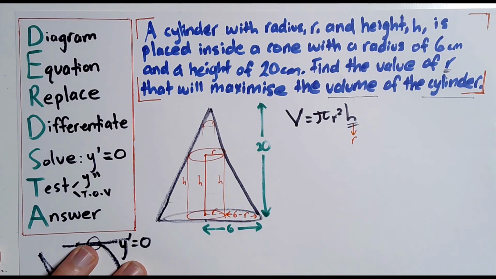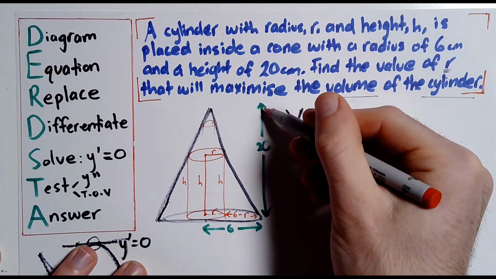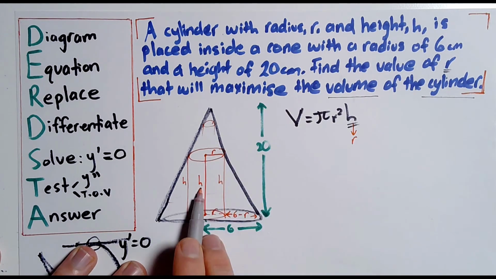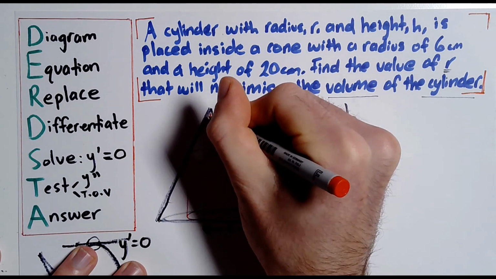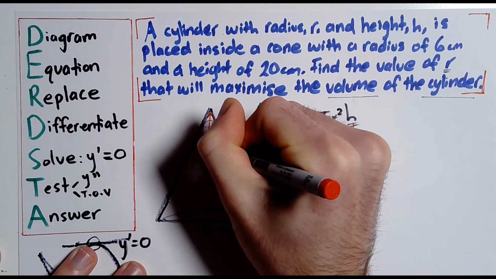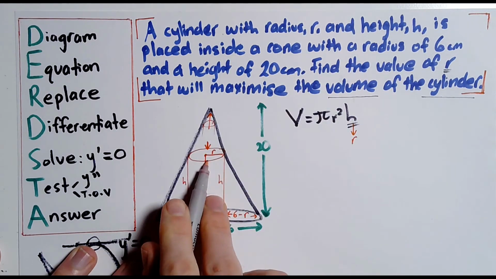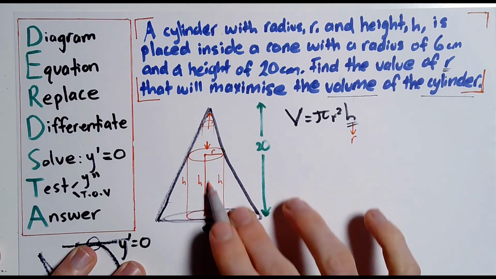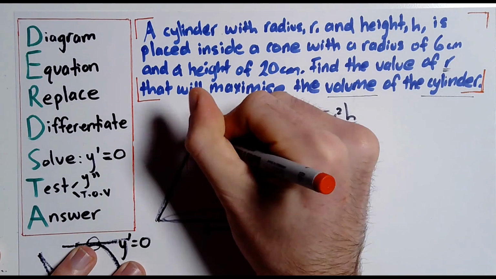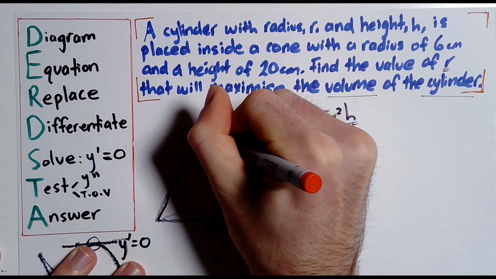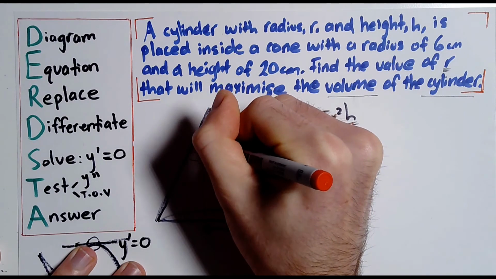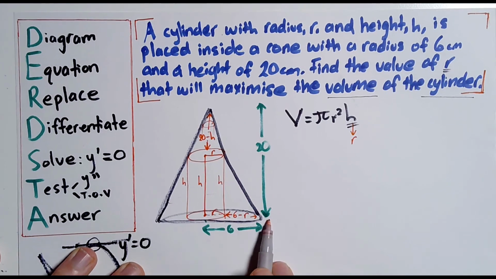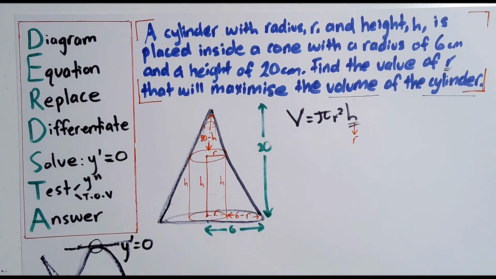The same logic applies with the height. So see how the big height is 20, but the cylinder height, the smaller height, is h? That means that the leftover height, so the height between the top of the cylinder and the top of the cone, must be the big height minus the small height, which is 20 minus h. Great. So you have 20 minus h for that and 6 minus r for that. What else can you see in this diagram?